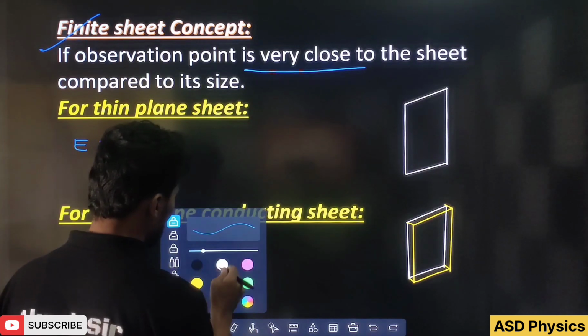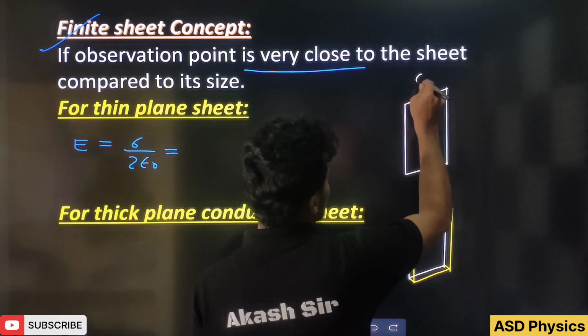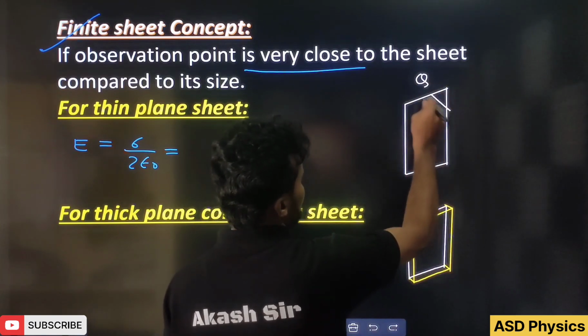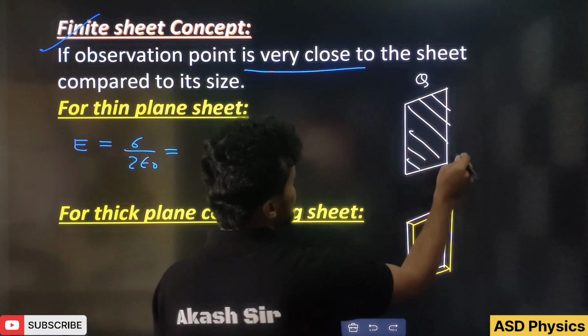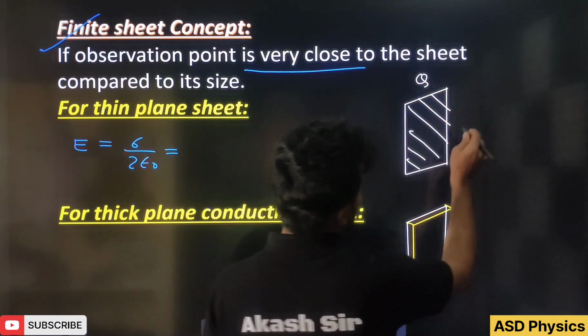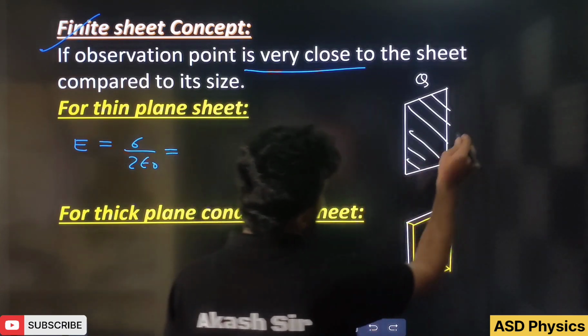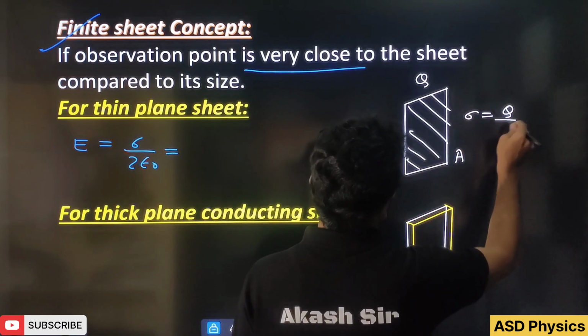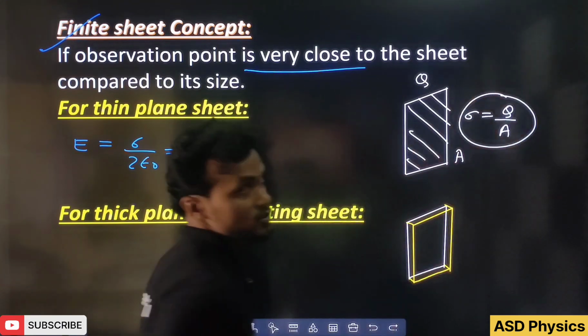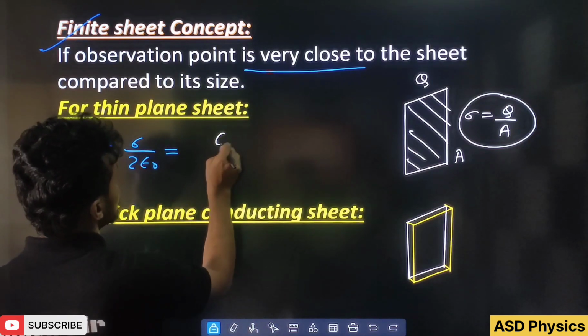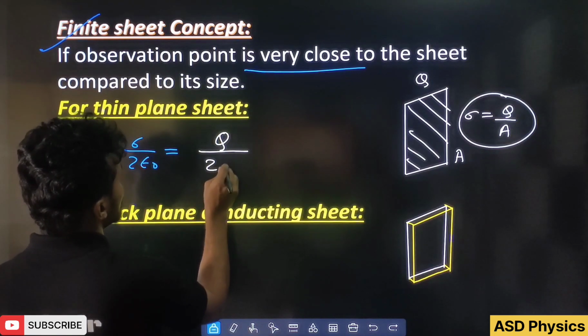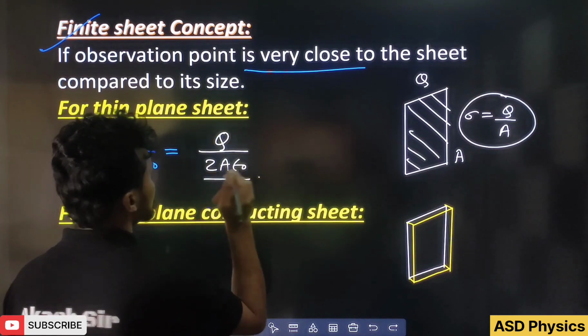But here you have to remember one thing. Let's take the charge on this as Q, and this area, this very thin sheet, this area is A. So here sigma will be how much, students? Here sigma will come Q by A. Yes or no? This value I will put here. So what will this become? Q by 2A epsilon naught in terms of charge.